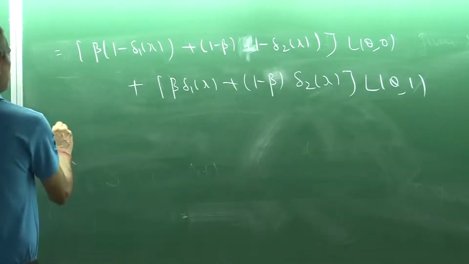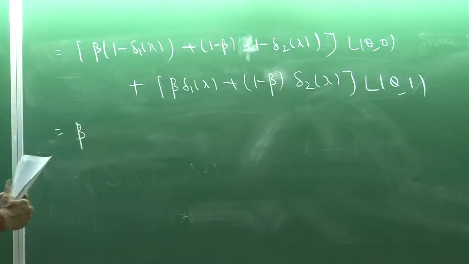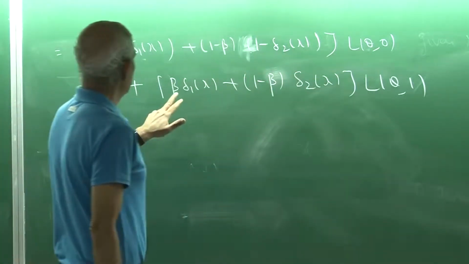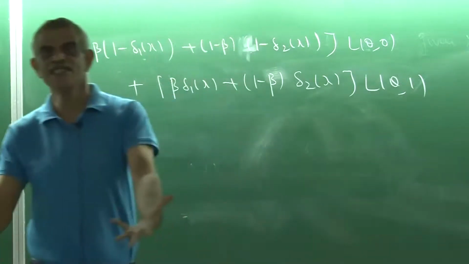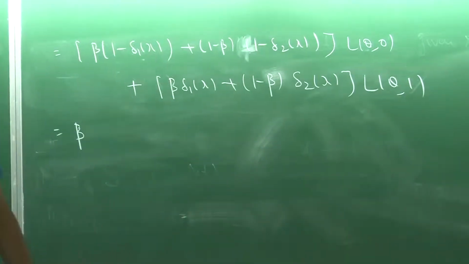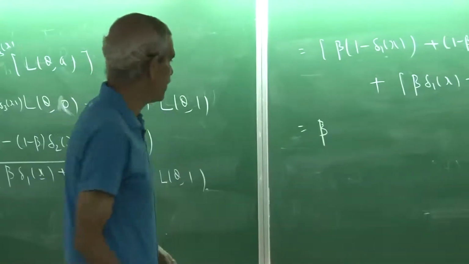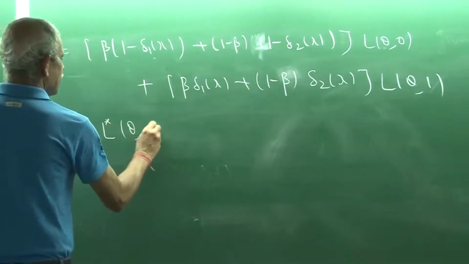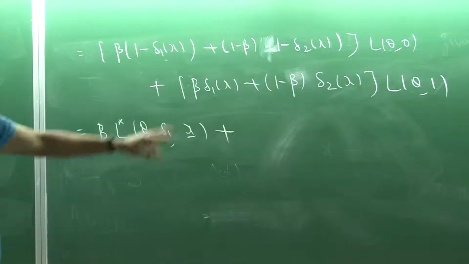And what does that become? This becomes beta times, I just see the term of beta, (1 minus delta 1x) L theta 0 plus delta 1x times L theta 1. So that is as if you are talking about the average of loss using decision rule delta 1. So that is the same as L star theta delta 1x plus, what is this quantity?